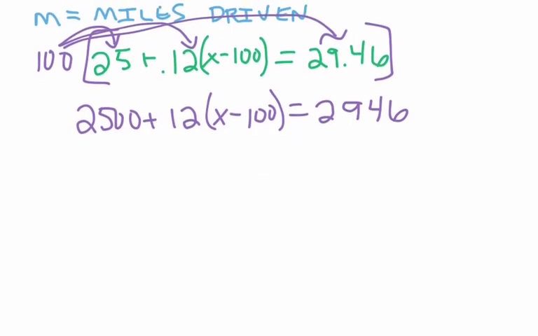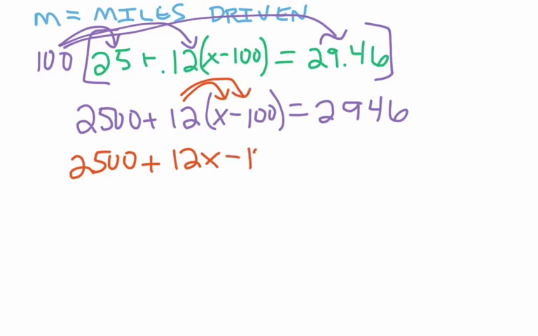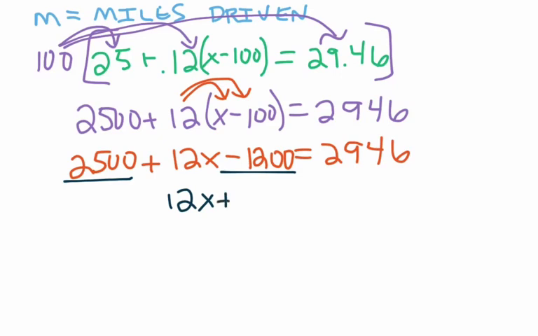First step is to distribute. So I'm going to bring down my 2,500, bring down my plus sign, and now when I distribute my 12, I get 12x, bring down my minus sign, and I get 1,200, bring down my equal sign, and that's going to be equal to 2,946. Now I'm going to go ahead and combine like terms. Have this 2,500 here, this minus 1,200 here. When I combine those, I get 12x plus 1,300 is equal to 2,946.